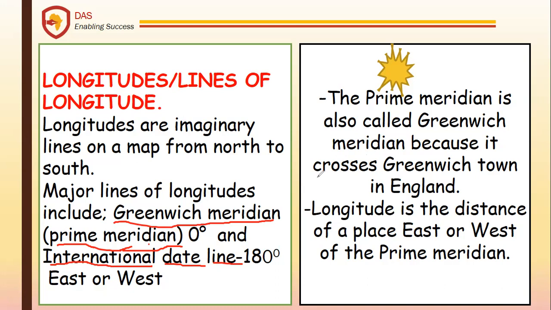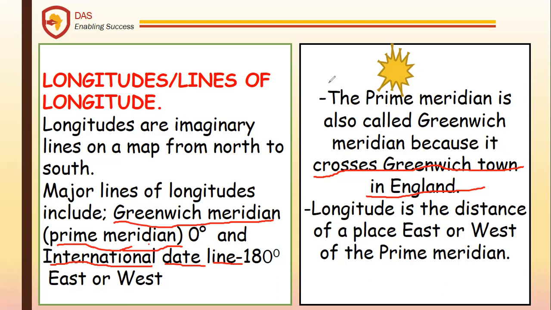The prime meridian is also called the Greenwich meridian simply because it crosses Greenwich town. Greenwich town is found in England. If it was crossing Ginger town, it would be called Ginger meridian. But now you see, it crosses Greenwich town. So for that reason, we give it the second name, Greenwich meridian.